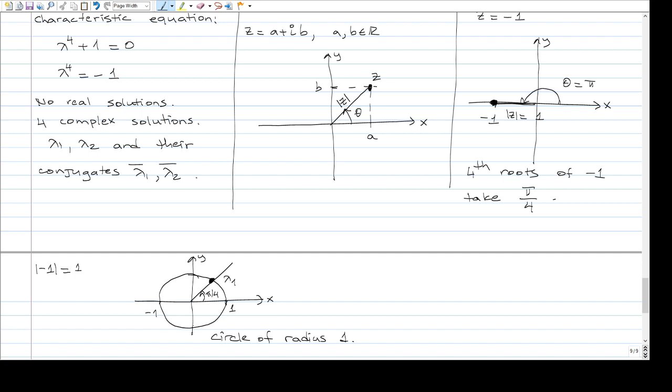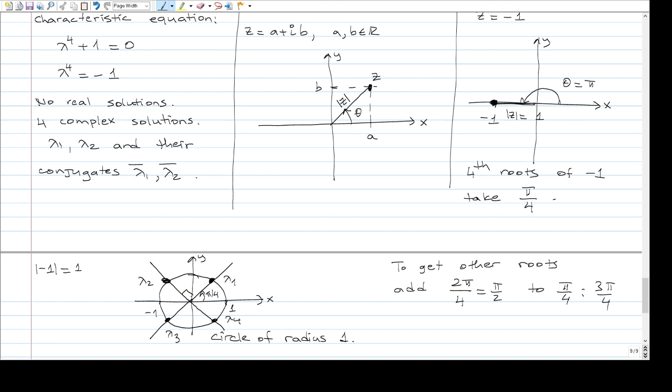And then we are going to get the other roots on the circle again, but we need to change the angle. Basically, to get other roots, add: the full revolution is 2 pi. Since we are looking for the fourth roots, we divide 2 pi by 4. So we get pi over 2. So add pi over 2 to pi over 4 to get 3 pi over 4, right? So we get the second root, lambda 2. And we add another pi over 2, we get the third root. And another pi over 2, we get the fourth root.